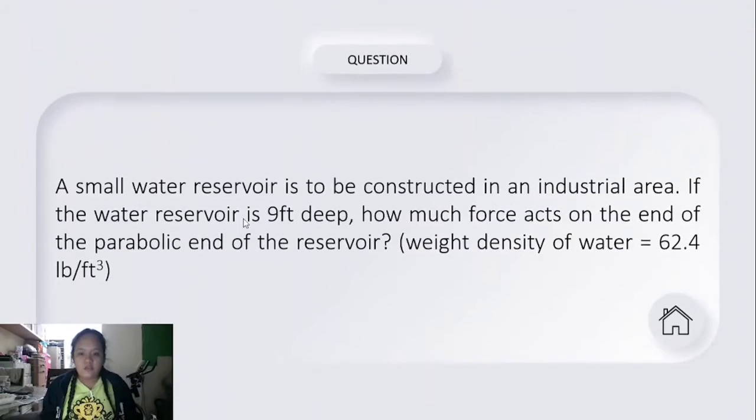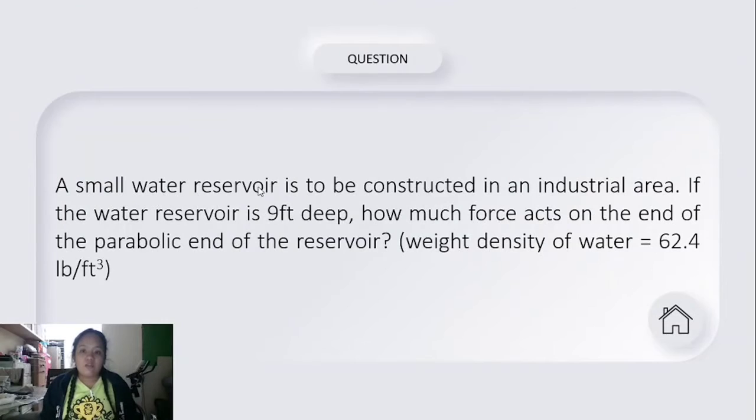The question that I have chosen was this. A small water reservoir is to be constructed in an industrial area. If the water reservoir is 9 feet deep, how much force acts on the parabolic end of the reservoir? Take note that the weight density of water is 62.4 pounds per cubic foot.